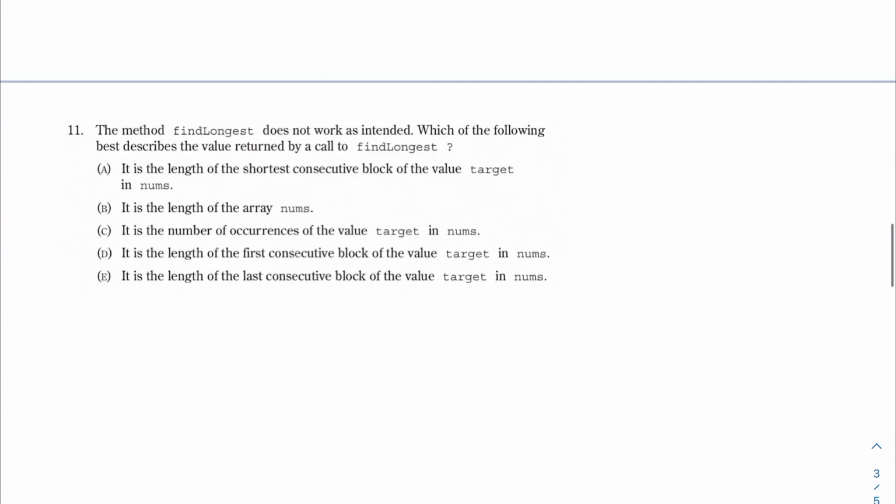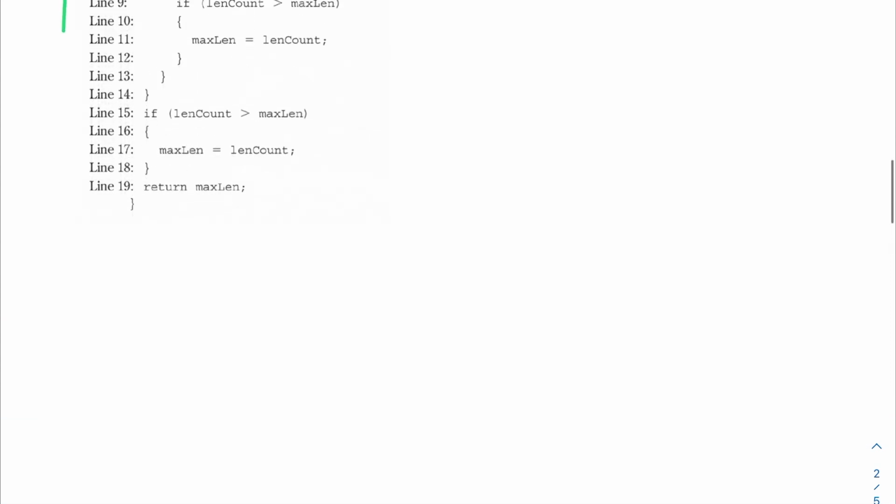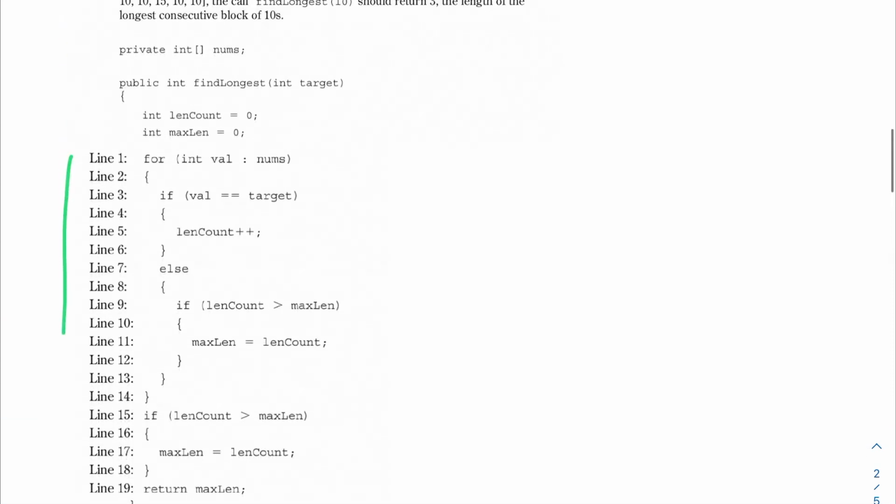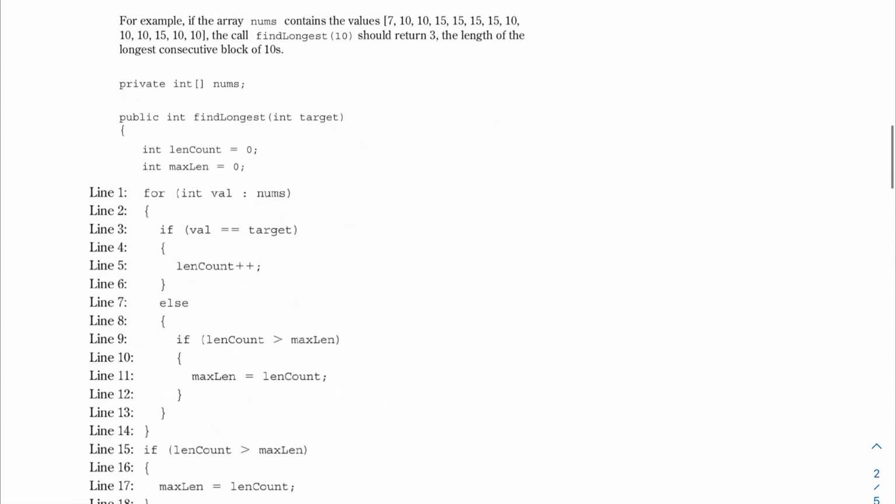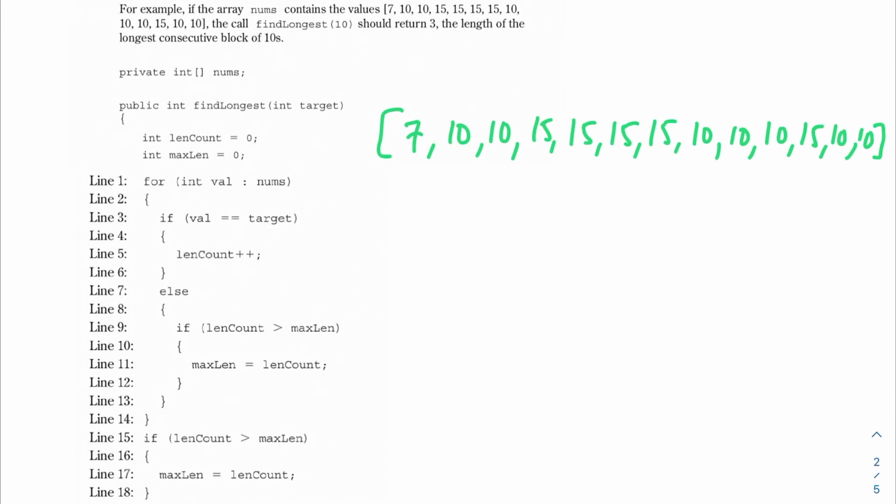It says, the method find longest does not work as intended. Which of the following best describes the value returned by a call to find longest? So this is one of those problems where I would recommend not looking at the answers before you try to figure it out. So we can go ahead and just run it through this array that we have. Okay, so here is our array, and this should be returning 3, but let's go ahead and see what it actually will.